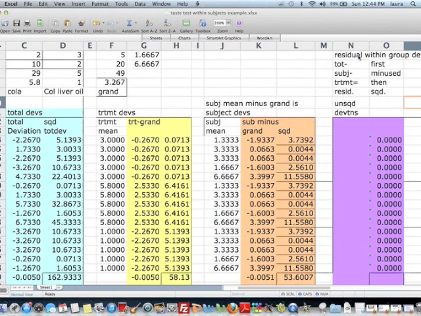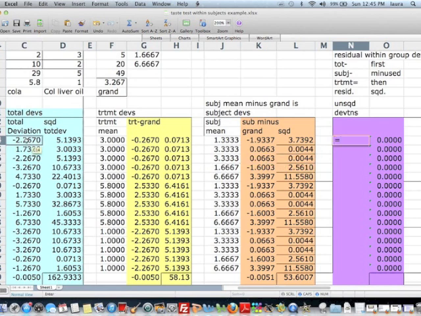So continuing on with another thing that might look kind of new, now we're going to make another set of deviation scores, which is each person's total deviation minus their treatment deviation minus their subject deviation. So we would take this one minus this one minus this one. What we're doing is getting what's left that we haven't computed so far, and that's what we're going to use as our error term or within groups sum of squares.